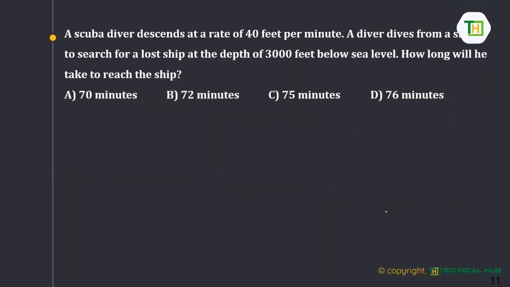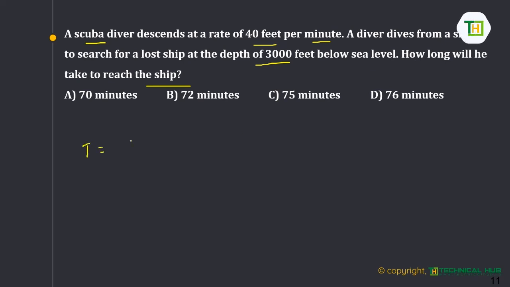Yes. So next question. A scuba diver descends at the rate of 40 feet per minute. Okay. A diver dives from a ship to search for a lost ship at the depth of 3000 feet below the sea level. Okay. How long will he take to reach the ship? So they're asking time. So you know that how long means they're asking the time.